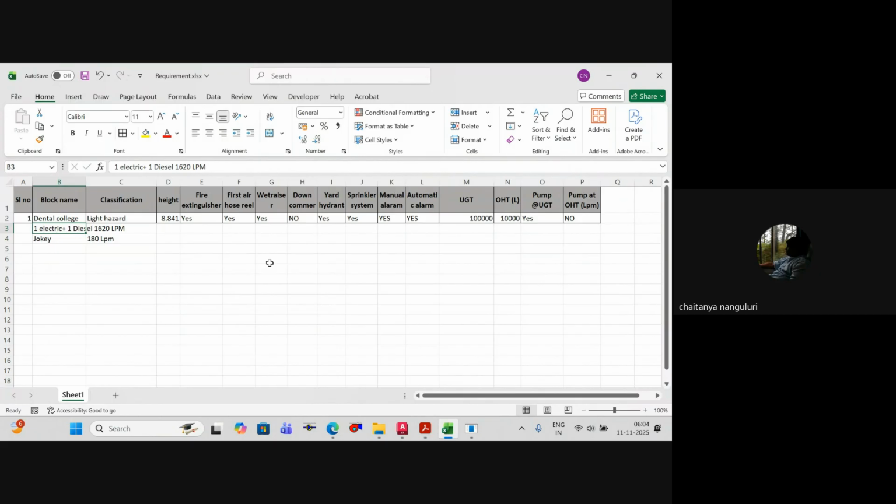these things. So let's check whether this particular flow rate is actually sufficient or not. Let's go to that part.